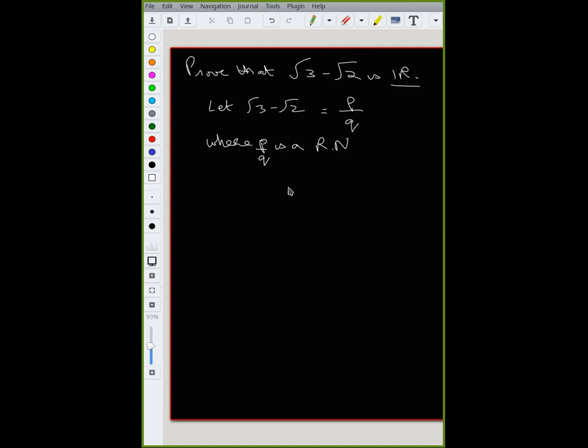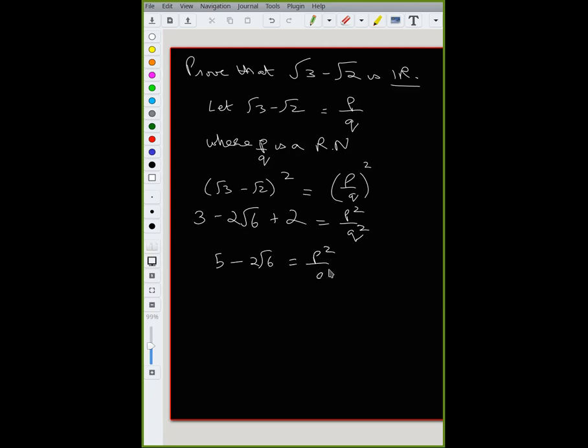Yes, sir. Then what do we do? Now we square both the sides. So we'll take √3 minus √2, the whole thing square is equal to P by Q, the whole thing square. Expand this, Sanika. Left hand side expand. What will we get? √3 square is 3, minus of 2 into √3 into √2 will be √6. And what is √2 square? 2. Equal to P squared by Q squared, right? Yes. So we get 5 minus 2√6 is equal to P squared by Q squared.